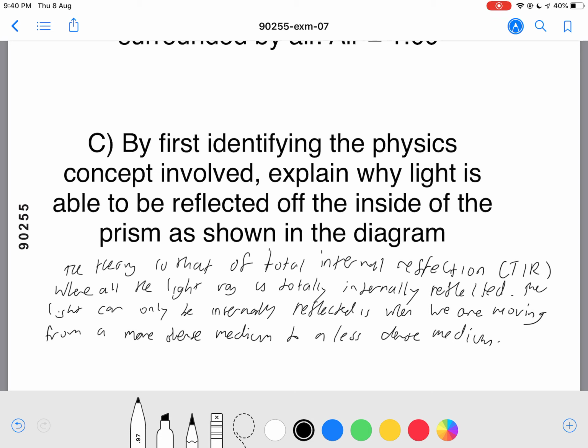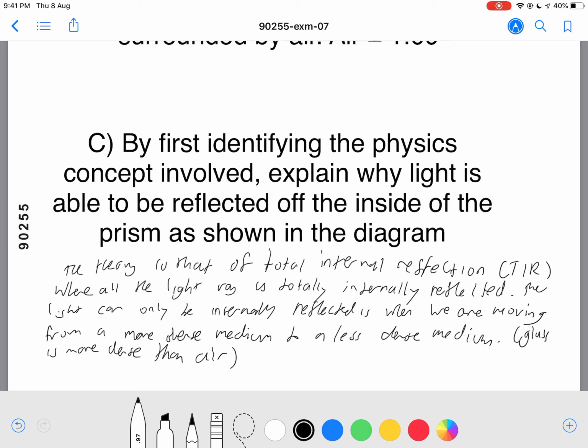Okay, so it's good to make a comparison with what you have right now. So right now you have glass moving into air. So you can say, bracket, glass is more dense than air, and therefore the total internal reflection can happen. So that's our second bullet point down. It's just that it's really simple. Okay, so now we're going on to our third bullet point.